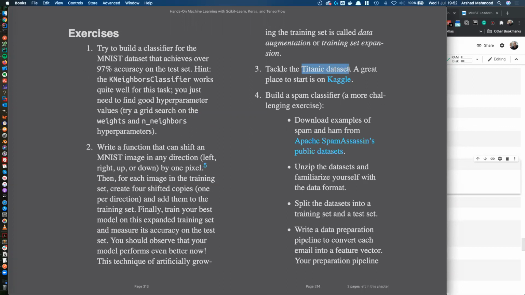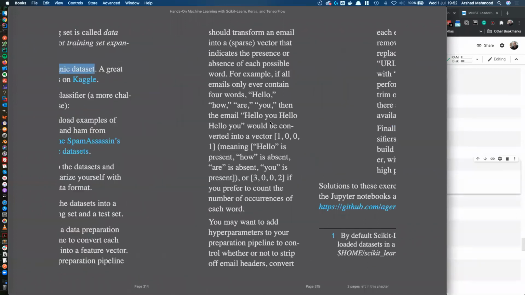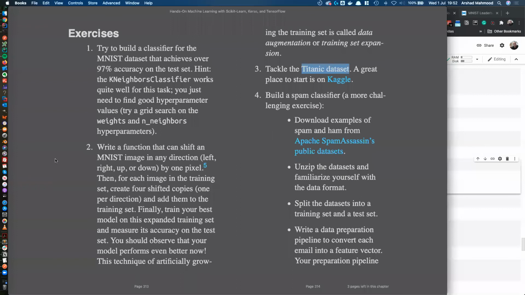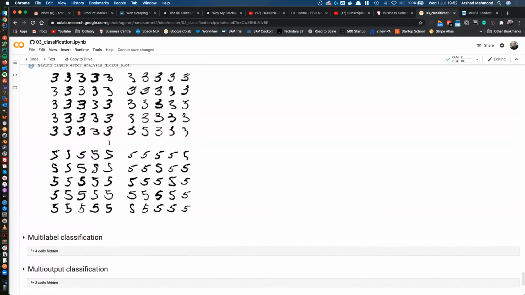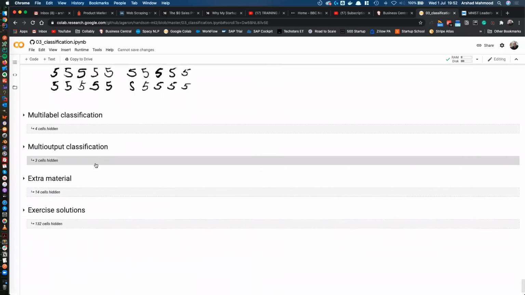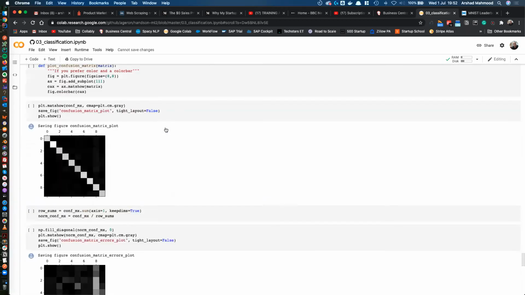There is a Kaggle data set apparently, if you wanted to try this code on something different: a Titanic data set. I think it would be a good idea to work on one of these Kaggle competitions, either spam or the Titanic one you mentioned. I think some of them have the solutions below. Yeah, they've got the exercise solutions down there, so if people wanted to check.